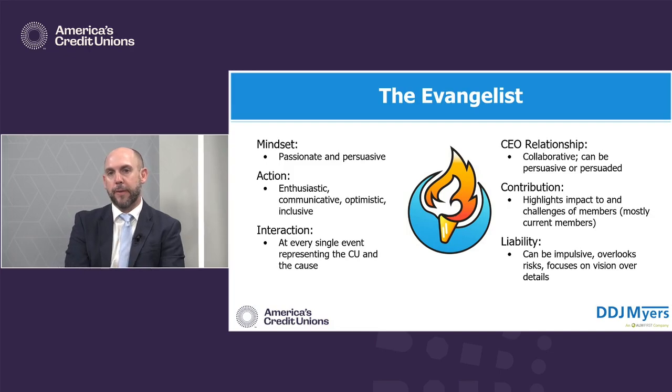our members today? The liability, or how they might get in trouble, is they can be impulsive, overlook risks, maybe focusing on the vision over details. We've got to do this for the membership. Sometimes what we've seen is that what is best for the membership today might be at the expense of the membership in the future. And that's a liability. That's a strategic conversation to be focused on.